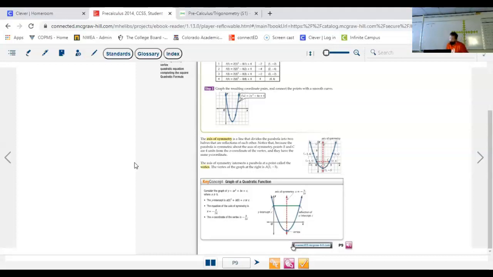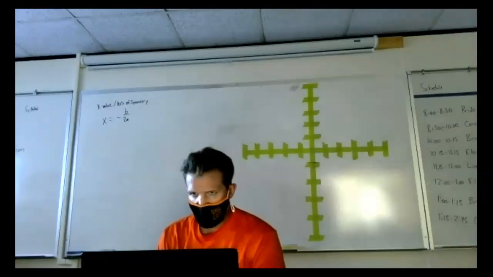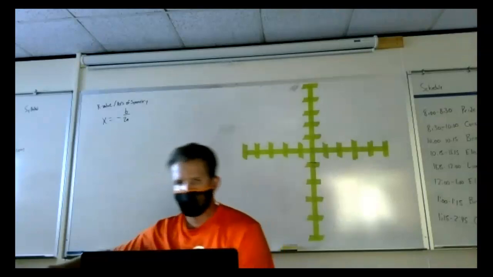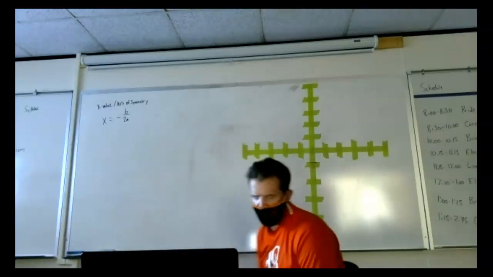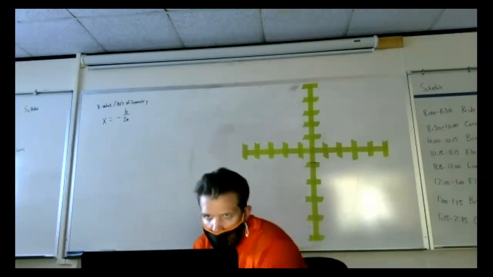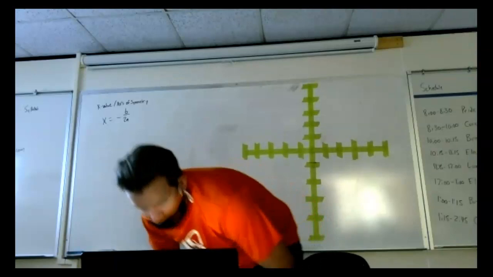Not saying that plugging them all in and doing them the long way is wrong, because it's not. You still get the same answers. Just like I said, it's not the most efficient method. It's much more efficient to use the axis of symmetry and the y-intercept in order to find your points. So now we're going to go to page P10, and we're going to work on example 2, where it asks us to use the axis of symmetry and the y-intercept and vertex to graph. So what we are given as an equation is x squared plus 2x minus 3.